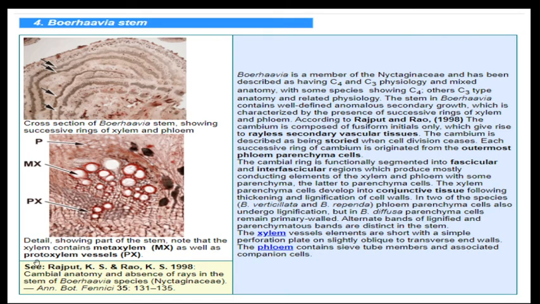So this photograph shows such an arrangement, taken by Rajput and Rao, which shows cambial anatomy and absence of rays in the stem of Boerhavia species belonging to the family Nyctaginaceae.